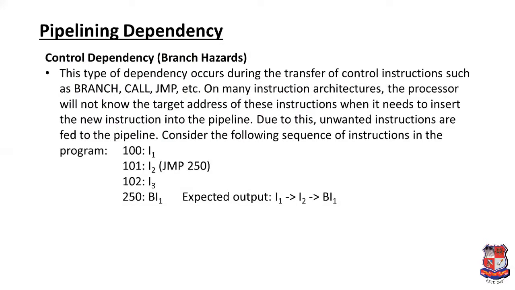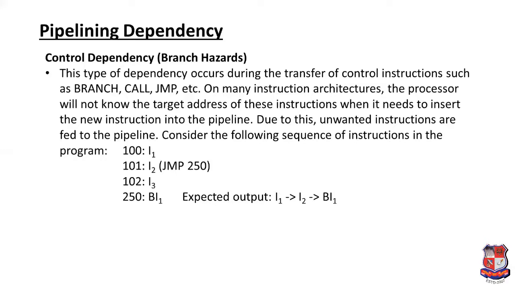Now another is control dependency, that is also known as a branch hazard. This type of dependency occurs during the transfer of control instructions such as branch, call, jump, etc. In many instruction architectures, the processor will not know the target address of this instruction when it needs to insert the new instruction into the pipeline. Due to this, unwanted instructions are fed to the pipeline.